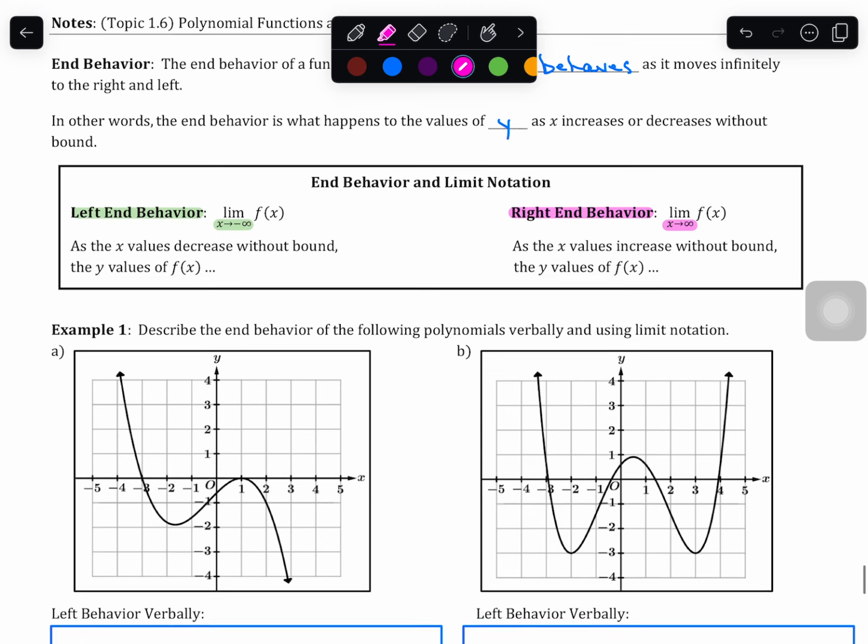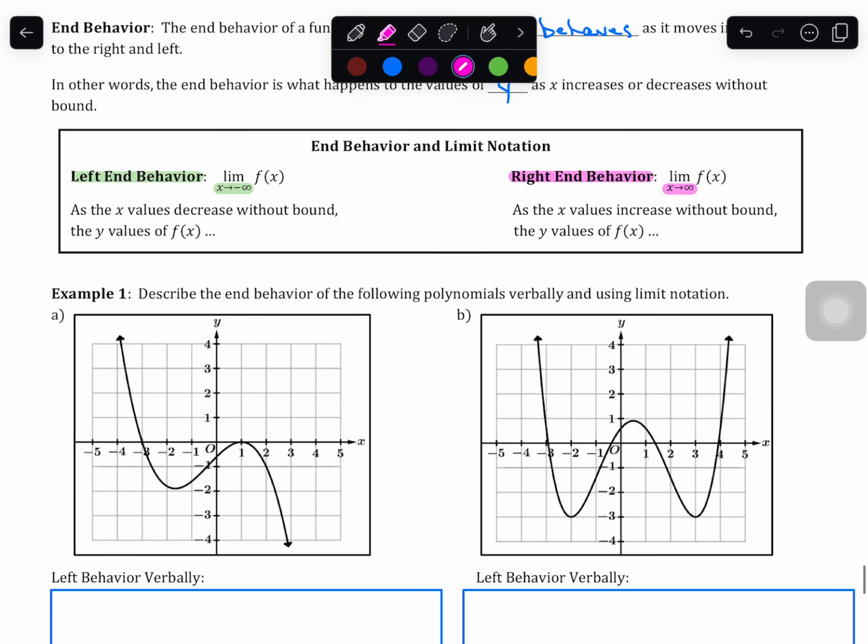Okay, so if we take a look at the left end behavior statement, if we look at this graph A, this is how it's always written. It's always going to be limit as x approaches negative infinity of f of x. But how we actually say it is: as x values decrease without bound, the y values of f of x approach, and then whatever the case is going to be.